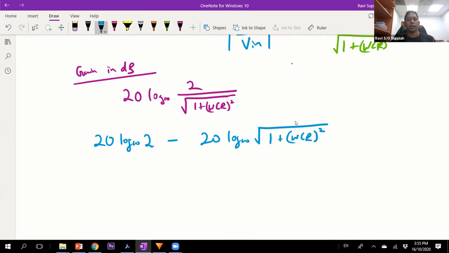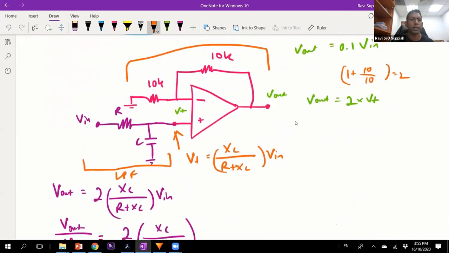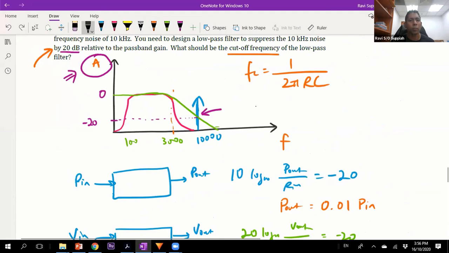Now, let's look at this again. Assuming that you don't have a filter, let's just say I remove this entire filter portion here and V in is directly connected to V plus, then what would be the gain? The gain would have been 2, because the op-amp gain is 2. In that case, if the gain is 2, that is basically your pass band gain. That means at this point, when I do not apply any filtering, that is the pass band gain.